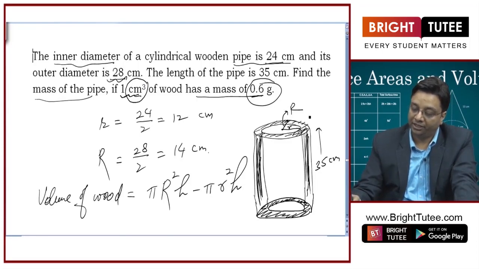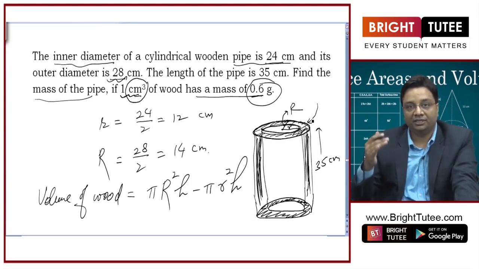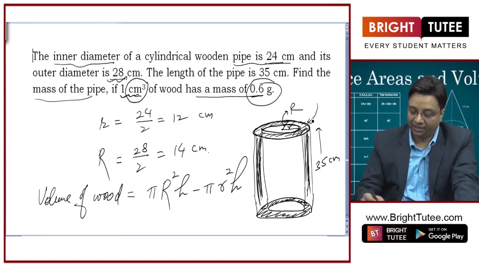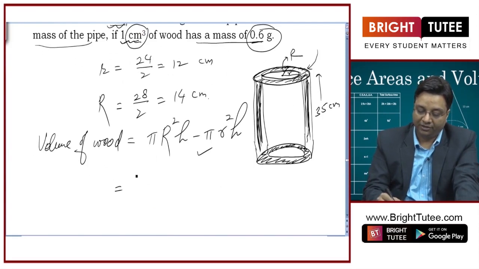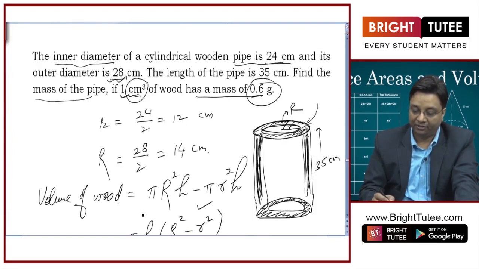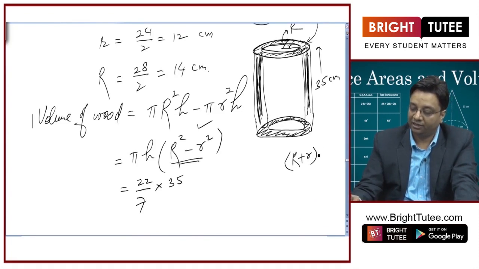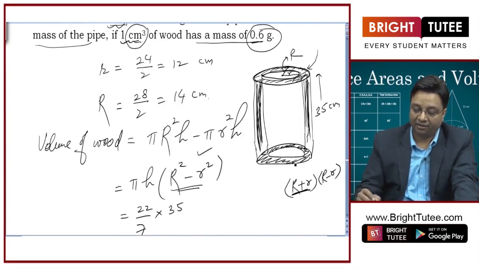Volume of this wood will be the volume of this outer cylinder. If I consider this as my outer cylinder and this is the inside cylinder, if I subtract volume of this inside cylinder from the outside one, then I will get the volume of wood used to make this pipe, which is this. So if I take pi H as common, inside I will have capital R square minus small r square. So further, let's take pi as 22 by 7, H is given as 35, R square minus r square can be written as R plus r into R minus r. What is R plus r?